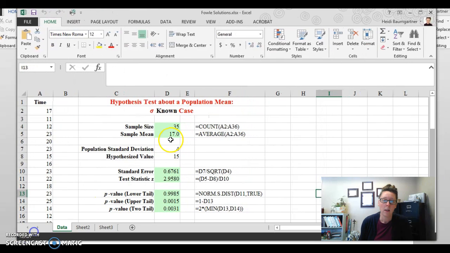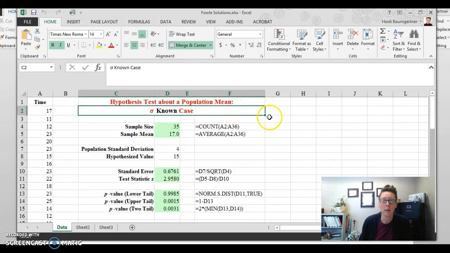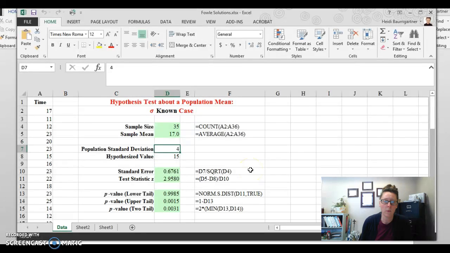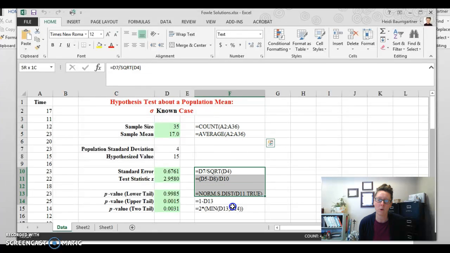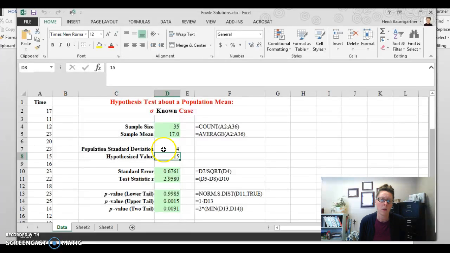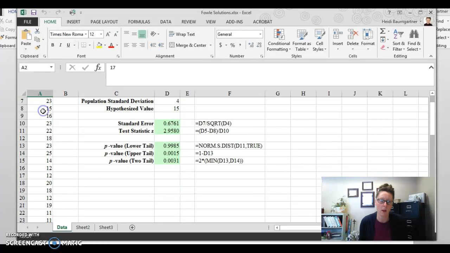And again, the population standard deviation is known, which we put in there, 4, which was given to us in the original problem. And our hypothesized value is 15. So the rest of this is automatically calculated for you if you have everything plugged in correctly. I'm showing you the actual formulas here so that you can see where these numbers are coming from. So the only two values you need to input are these, after you have all your data in this piece here.